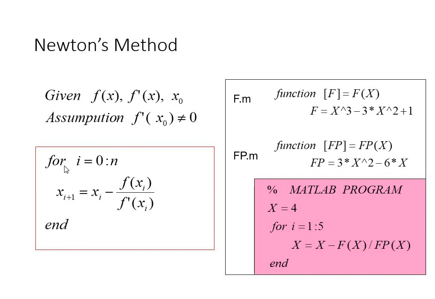So the algorithm will be: for i equals 0 to n, you write down the Newton-Raphson formula, and then you end.